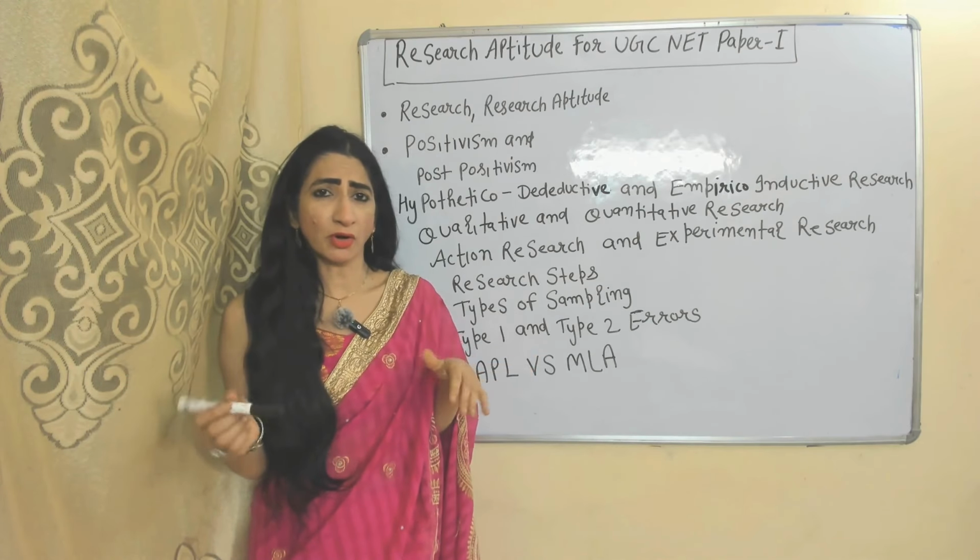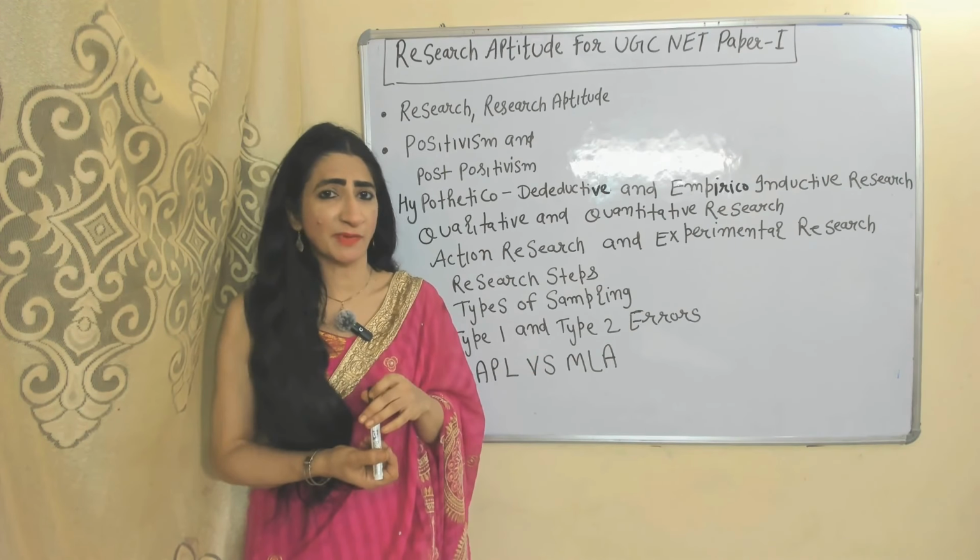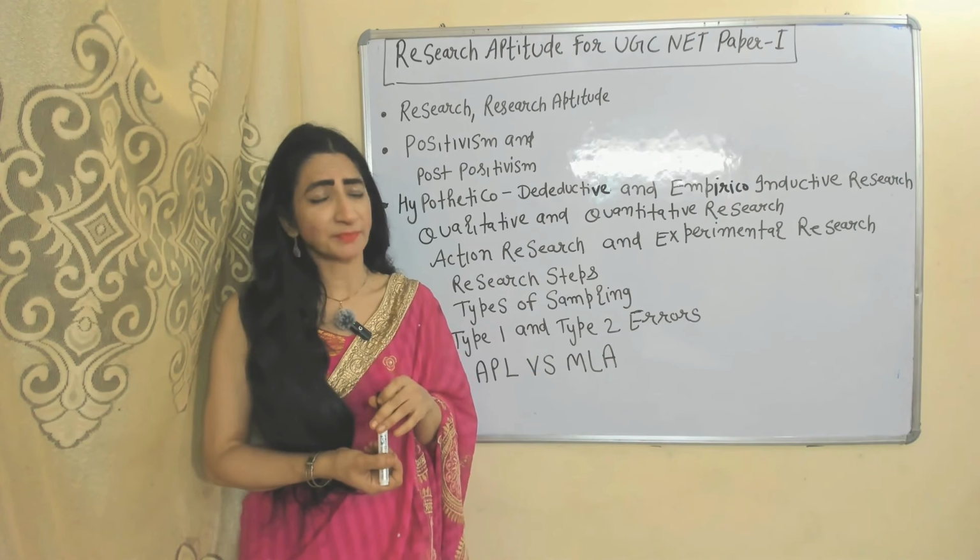Today we are going to talk about research aptitude for UGC NET paper 1. We will discuss all these important topics: what is research aptitude, positivism and post-positivism approaches of research, hypothetico-deductive research, empirico-inductive research, qualitative research, quantitative research, action research, experimental research, research steps, types of sampling, type 1 and type 2 error, and we will also see APR versus MPL. So let's start it.